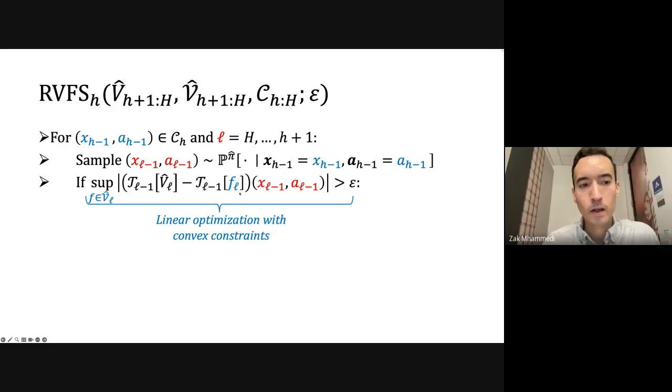Okay, so any other question on this objective and why it's linear? Just from the definition of the Bellman operator, it just involves an expectation, so that's linear in F.